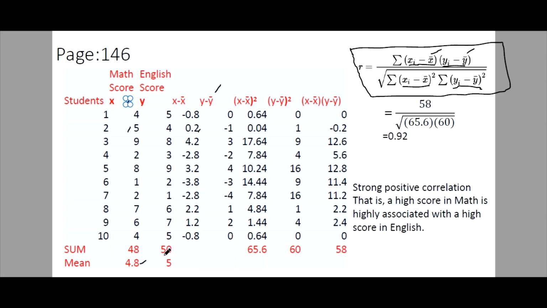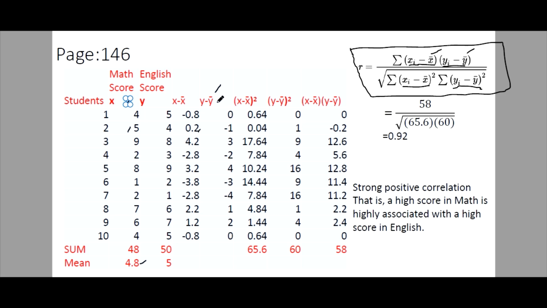Similarly, we'll get the mean of y, or the English score. The total is 50 divided by 10, which is equal to 5. Again, we'll do the same thing as with x. For y, we have 5 minus the mean 5 is 0. 4 minus 5 is negative 1. 8 minus 5 is 3. 3 minus 5 is negative 2. And so on.